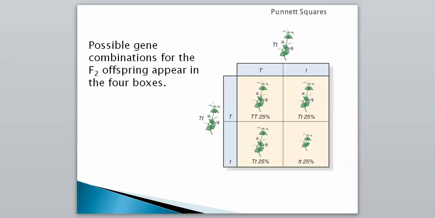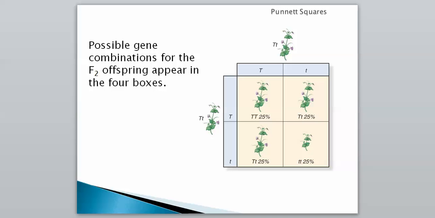And then the possible gene combinations for the F2 offspring are going to appear in our 4 boxes. So we have all of our combinations. As you can see here, we have a big T and a big T, so this box gets 2 big T's. We have big T and little t, big T and little t, big T and little t, and little t, little t. So that's how this works.